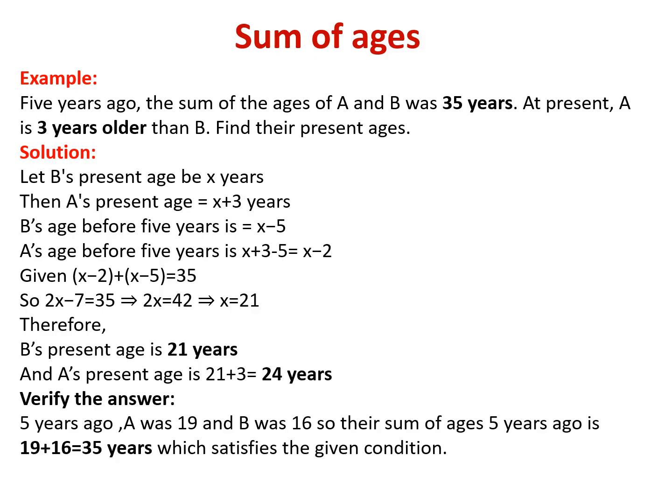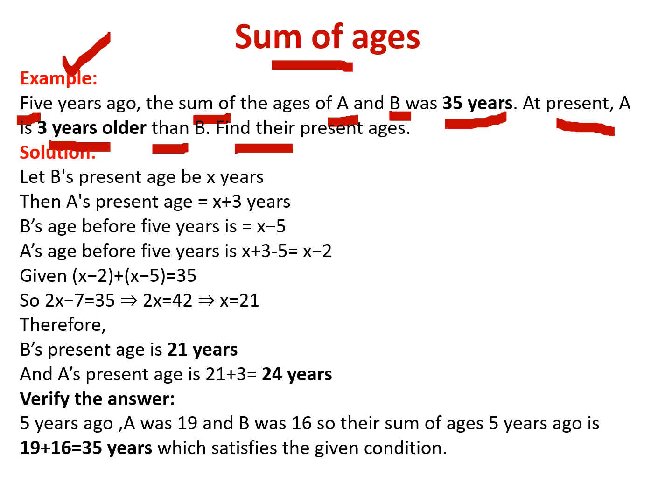Let us consider another example based on the sum of ages. The example says that 5 years ago, the sum of ages of A and B was 35 years. At present, A is 3 years older than B. Now, find their present ages. Let's see the solution. First, let us identify what is given. We know that A is 3 years older than B at present. So, let's take B's present age to be x years. Then, A's present age will be x plus 3 years.